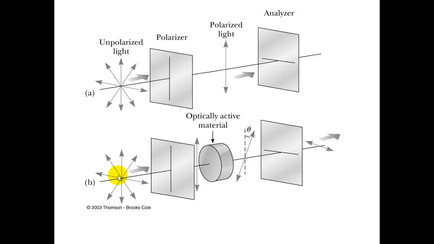So here's another thing, unpolarized light, polarized light. This gets slightly rotated, so in other words, there will be some light that will be emitted here, so we have to rotate this slightly to block it.